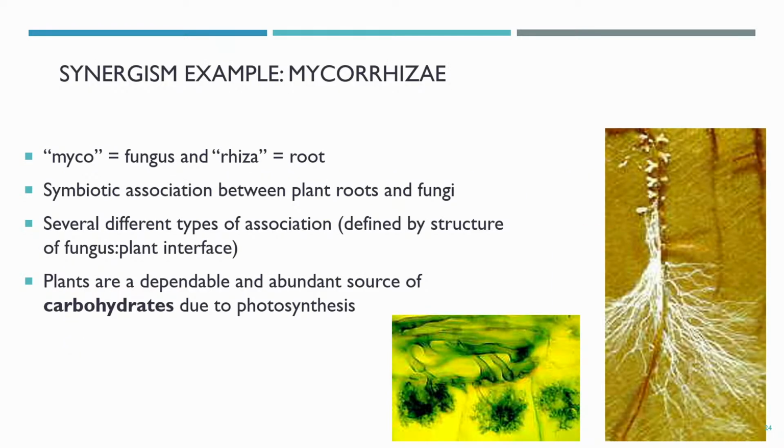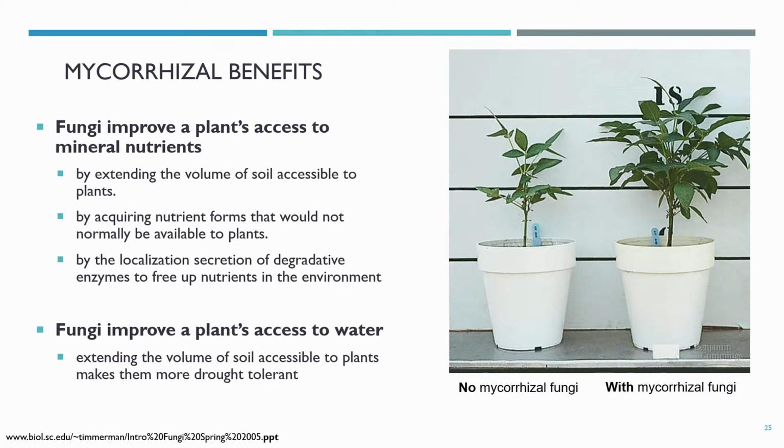So an example of synergism is mycorrhizae. As I said before, myco means fungus, rhiza means root, so it's a fungal root, and it's a symbiotic association between the plant roots and a fungus. The plants provide a dependable, abundant source of carbohydrates for the fungus because of photosynthesis. And the fungus benefits the plant by improving its access to water and nutrients, because the hyphae, remember, are these long filamentous structures that can extend the volume throughout the soil for the plant.